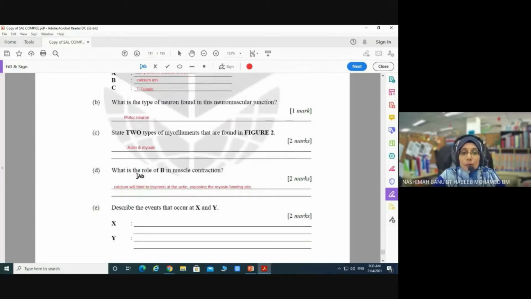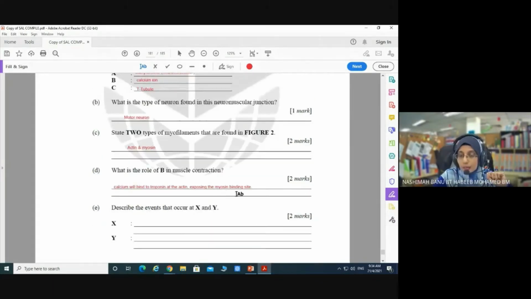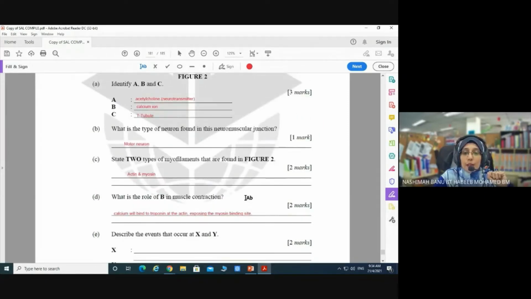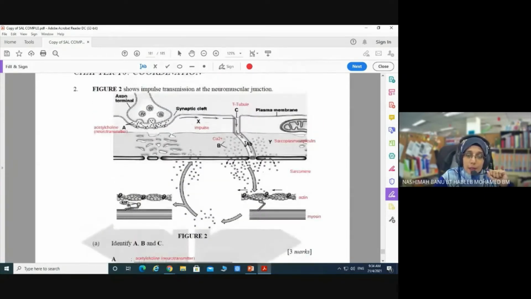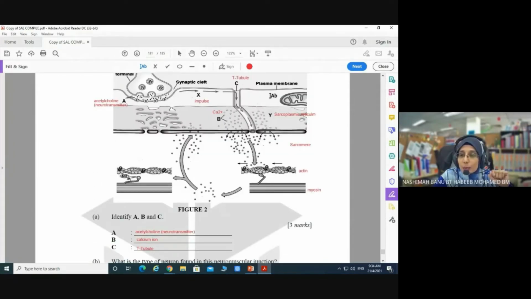Okay, so here calcium will bind to the troponin and expose the myosin binding site. All right, and you can add that one also for the calcium. Okay, so describe the event that occurs at X. Here, as you know, the impulse is transmitted, or moving. And what is your Y? Y, alright, so it's about the sarcoplasmic.